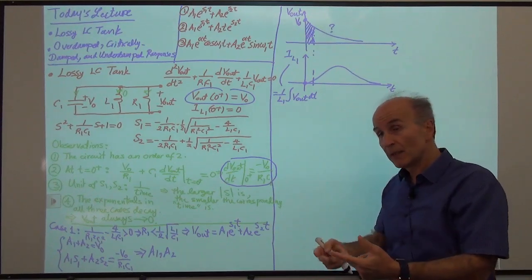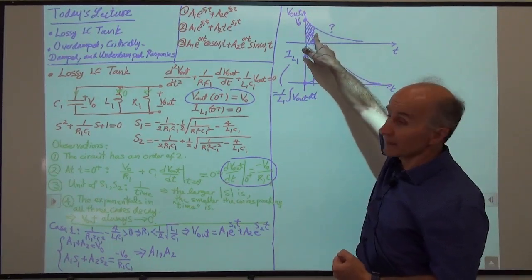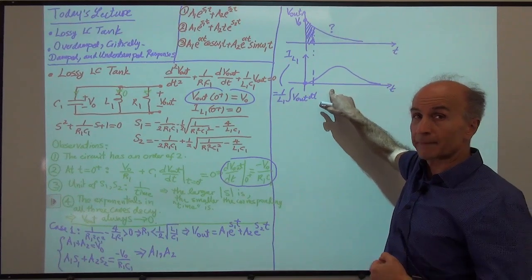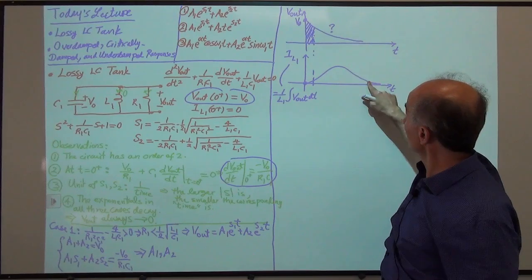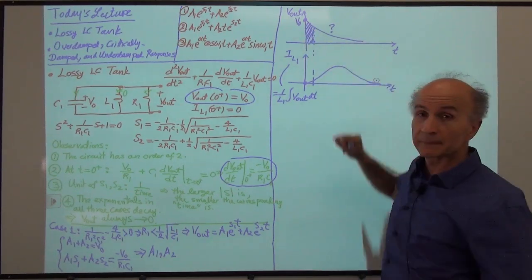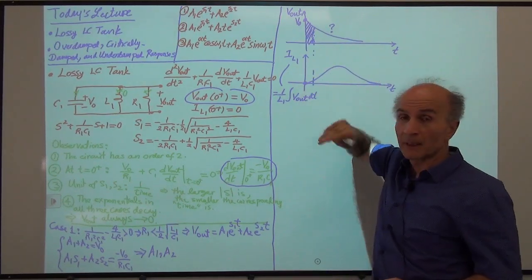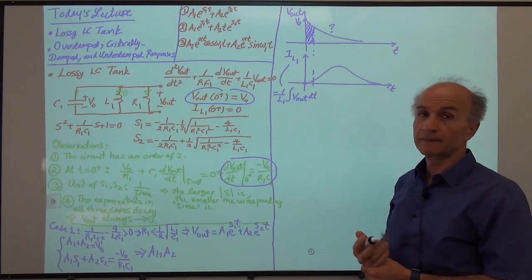From another perspective, you can say that this is proportional to the derivative of this. But we see that the derivative of this is positive here and negative here, whereas this is always positive. It's always above 0. So these two do not agree.